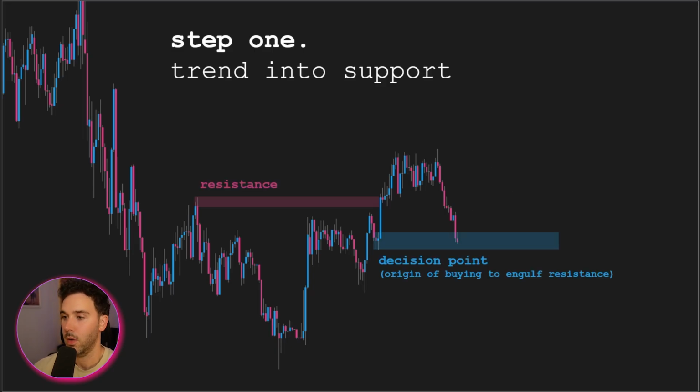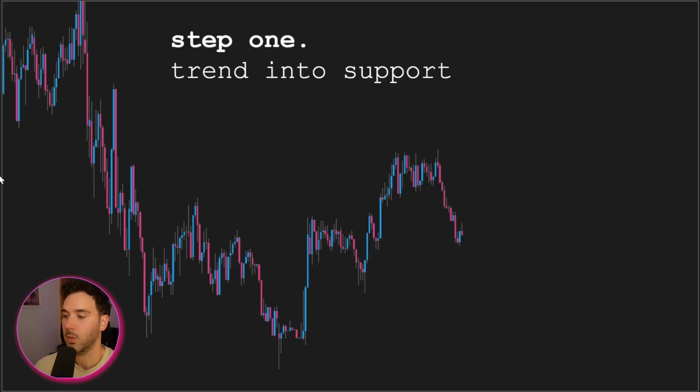And we have our resistance. We have our high. It's just a clear high that I've put in. And it sometimes doesn't need to be any more complicated than that. It is just something you can eyeball. And then at the break of this high, we find our decision point, our origin of buying to engulf the resistance. And now price has come down to test it. So I'll just remove that just so we don't have too much on the charts.